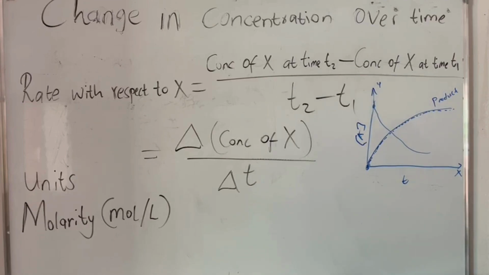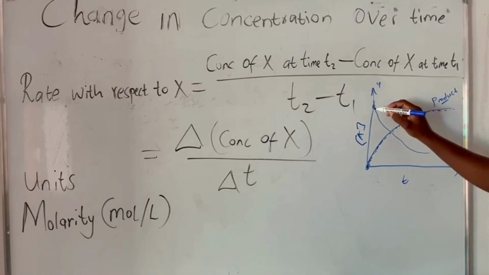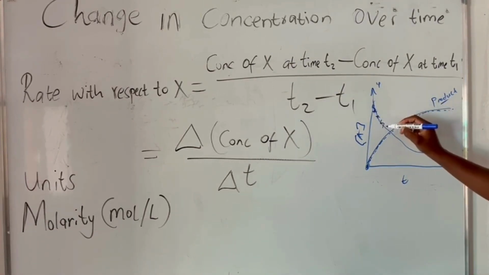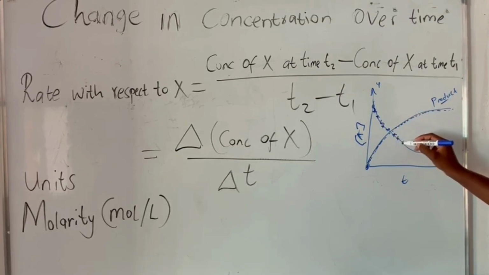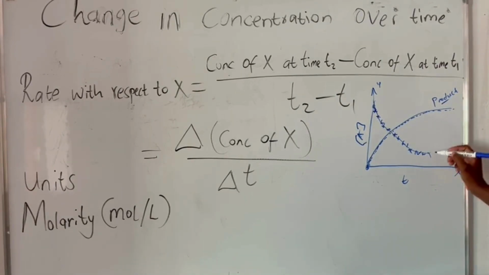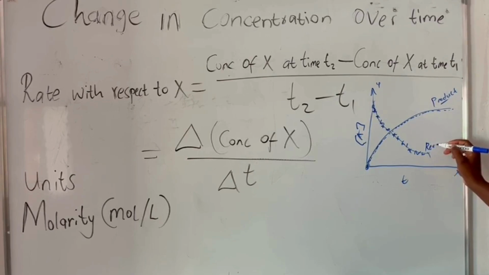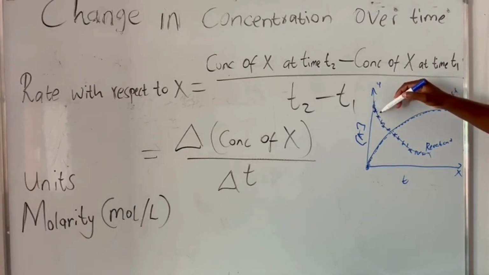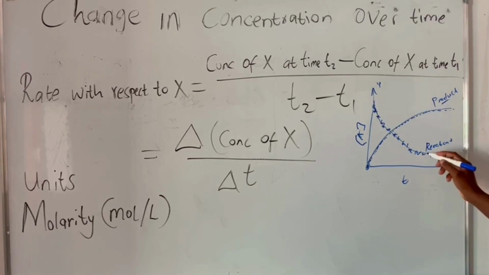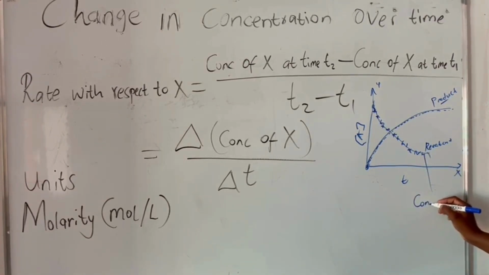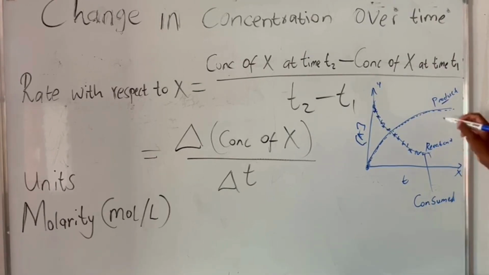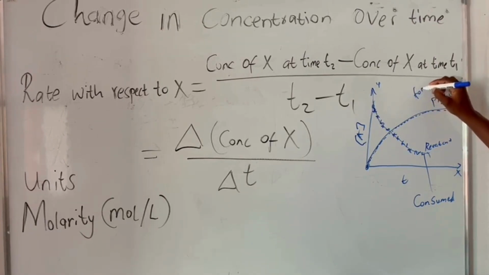Then when we get that product, you will realize what's happening is the reactant itself is going down like that. Can you see it's curving down like that, the reactant. So let me write the reactant. So the reactant, in other words, is consumed. So I want you to note it down to say the reactant is the one that is consumed. Then the product is the one that is formed.